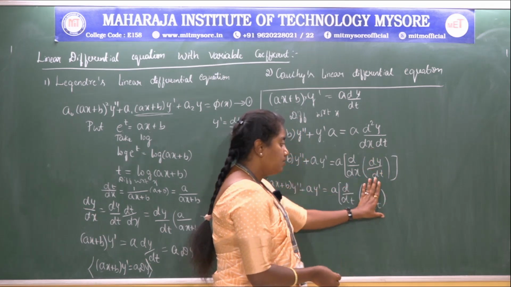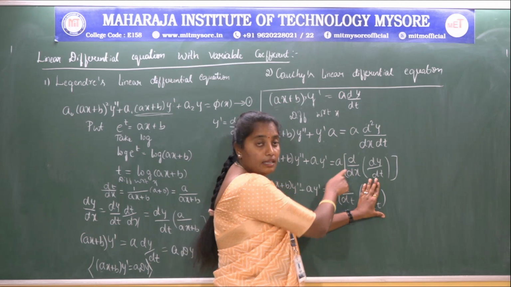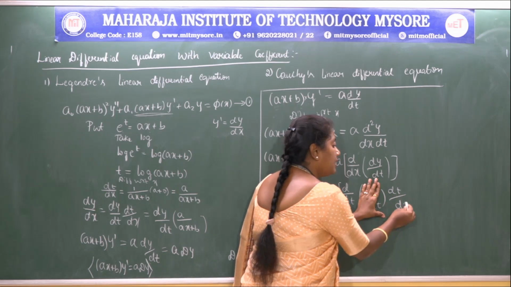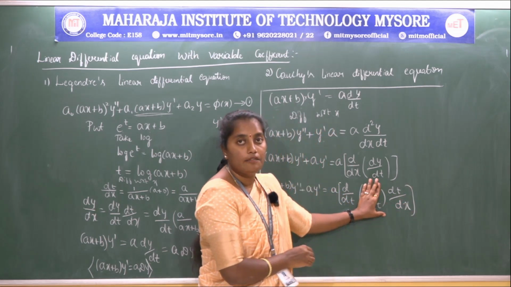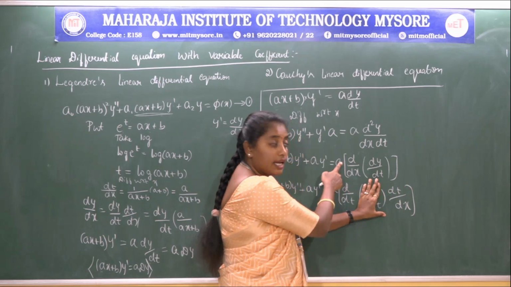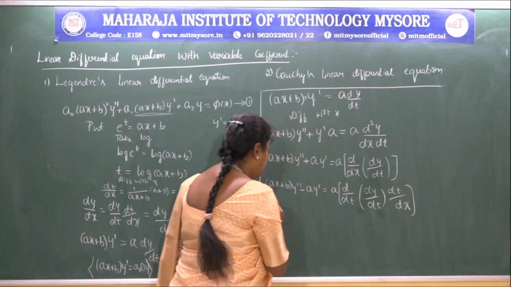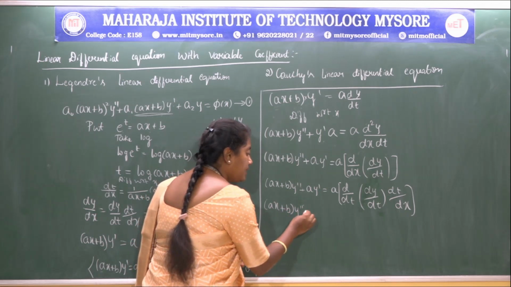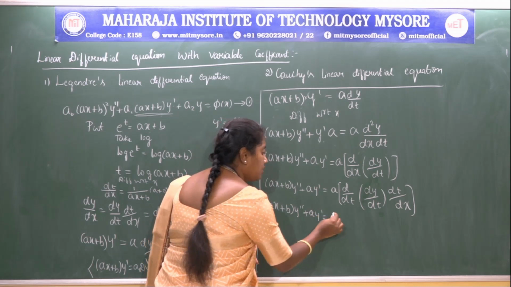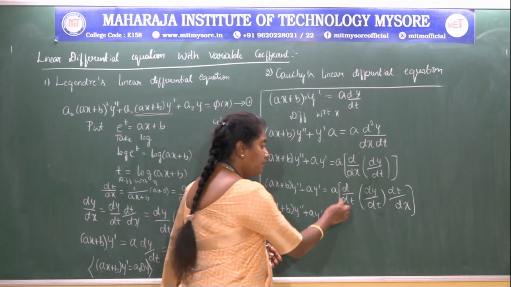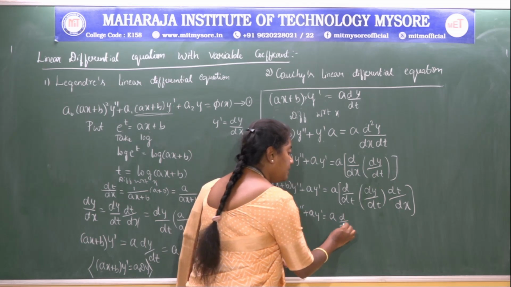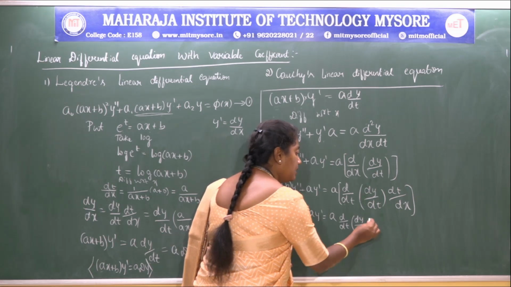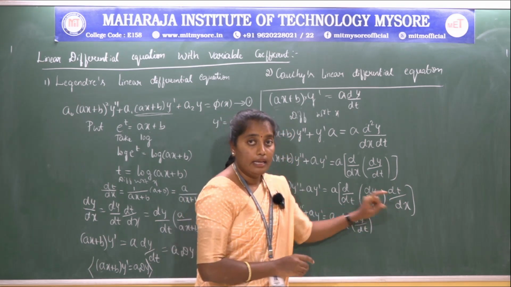Writing this derivative as it is, we have d by dx. This d by dx can be written as d by dt into dt by dx as a composite derivative. Simplifying this, (ax plus b) y double dash plus a into y dash is equal to a into d by dt of dy by dt into dt by dx.